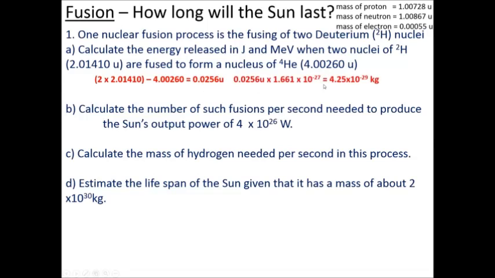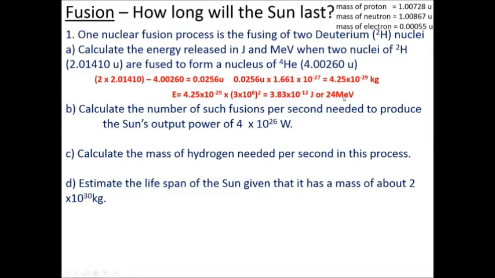0.0256. So let's just convert that into kilograms, amount of mass, sorry. Let's just convert that into kilograms, and then we'll convert that into energy using mc squared. And remember, I could have just done the conversion of 1 u equals about 930. Here I've done it the long way around as well. So I've got about 24 mega electron volts per fusion.